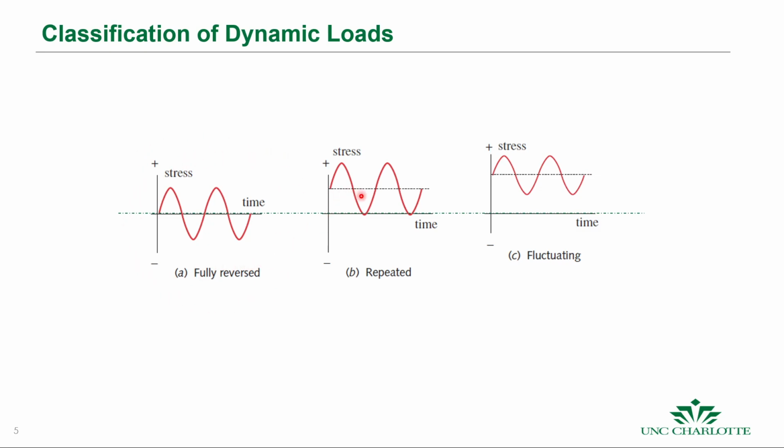This stress state here is called repeated stress, and that's where we have no compressive stresses, no negative stresses. We just have a positive stress that comes to zero, goes back, and goes to a positive stress. And then we also have what's called fluctuating stress, where we have a non-zero mean stress and then a cyclical stress superimposed about that mean stress. So we have fully reversed, repeated, and fluctuating stresses, and these are the classifications that we use for dynamic loads.